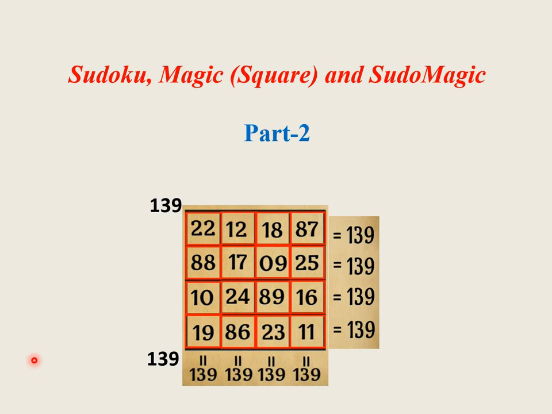Hello and welcome to part 2 of Sudoku, Magic Square and SudoMagic. In part 1 we started with Ramanujan's Magic Square and explained what they are, the interrelations among them, why they are interesting and moreover why they are challenging. And in part 2 today we will be discussing solving the problems by artificial intelligence methods.